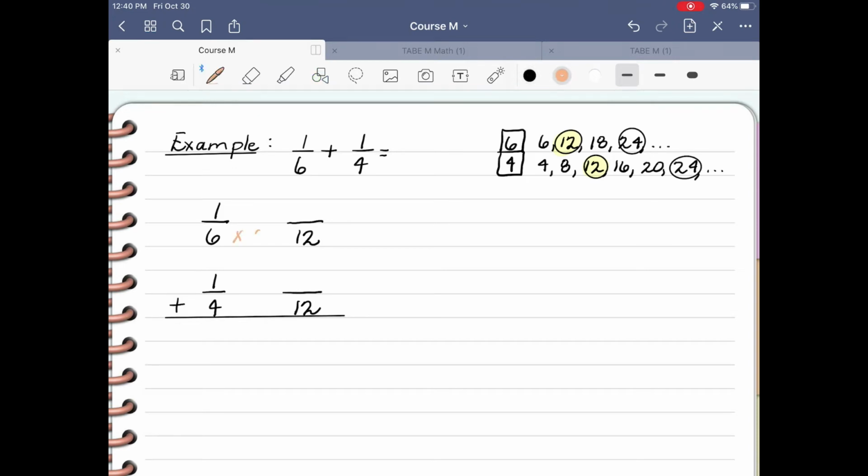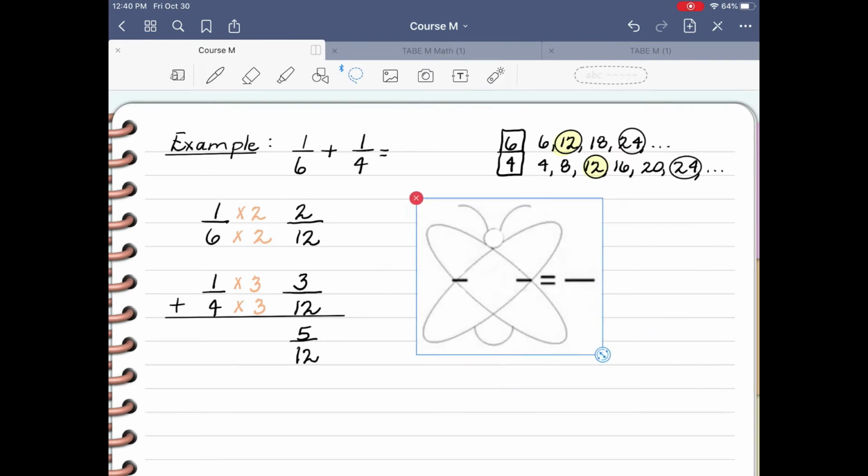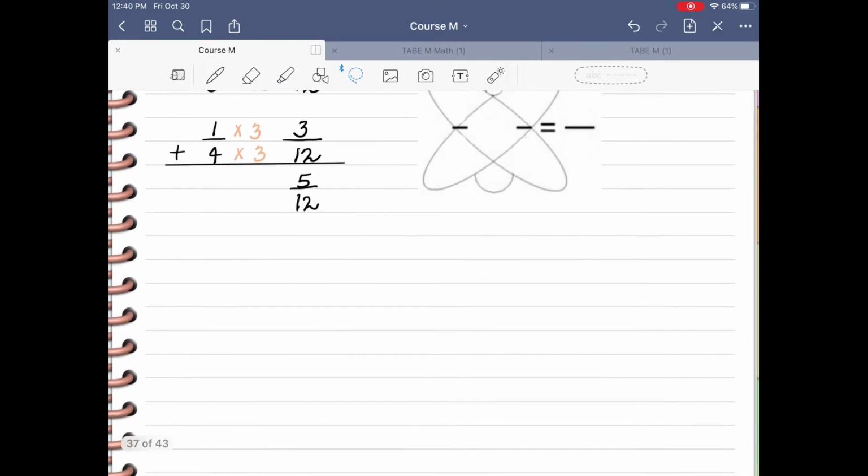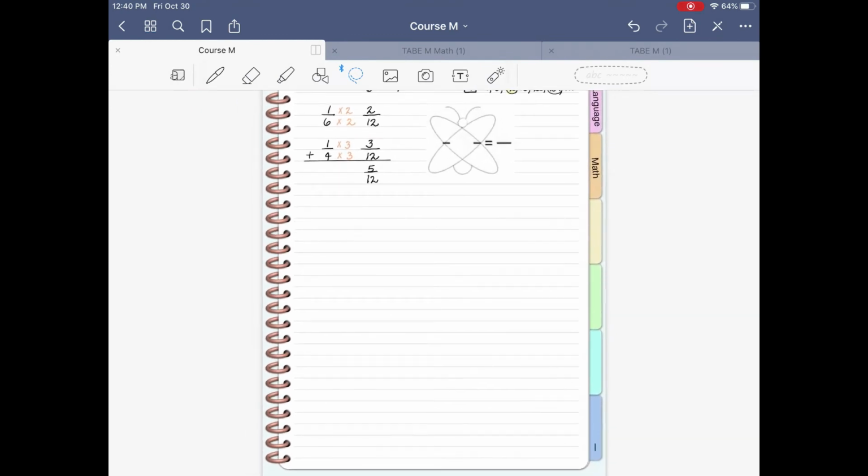Alright, 6 times 2 is 12. So 1 times 2 is 2. And then 4 times 3 is 12. So 1 times 3 is 3. We're adding these. And I got a 5/12. Will not simplify, so we'll use the butterfly in just a minute. Okay, one more, maybe 2 more, if I can squeeze 2 in. I think I can.